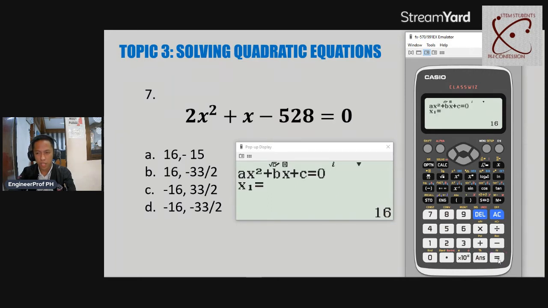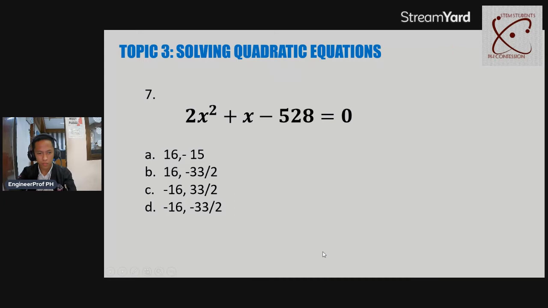So, we have here 16, positive, and you have here negative 33 over 2. Okay, so our answer is letter B. So, we have methods of solving a quadratic equation for the roots. You can use factoring. If you can factor, you can use the quadratic formula. Okay? So, that is for letter B. You can take a screenshot, then try it later.